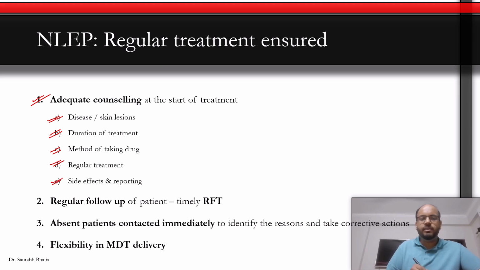All the side effects which are seen with the drugs have to be explained to the patient in detail beforehand, and there has to be self-reporting. There has to be reporting of all the side effects. If the patient suffers any kind of issues with the drugs, those have to be told to the treating doctor so that they can manage it effectively and as early as possible. There has to be regular follow-up of the patient and timely RFT. RFT is release from treatment.